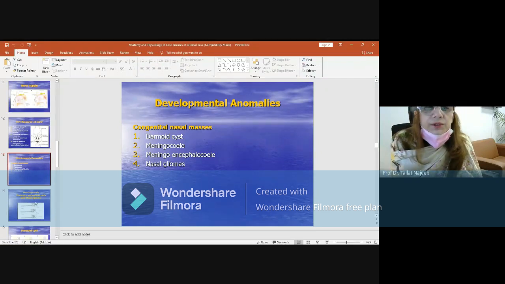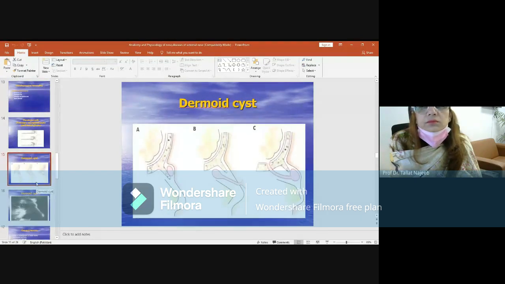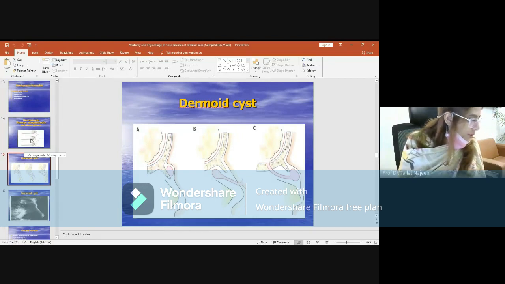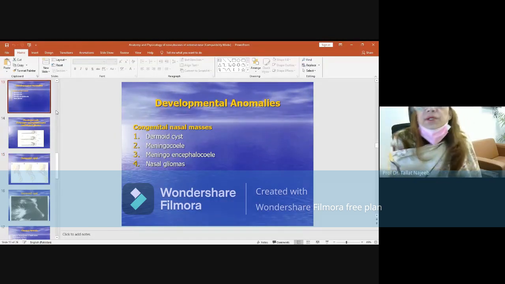What is dermoid cyst? Mishal, what is dermoid cyst? Ma'am, it's a congenital tumor. Congenital, it is invagination of dermis inside the fusion lines, okay? Where the two processes meet each other and there will be invagination of dermis.